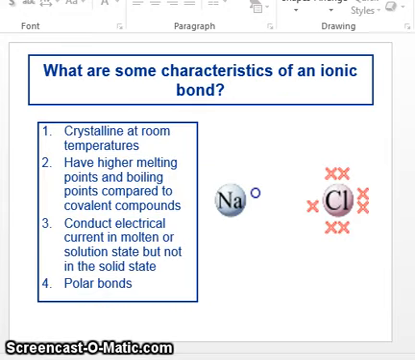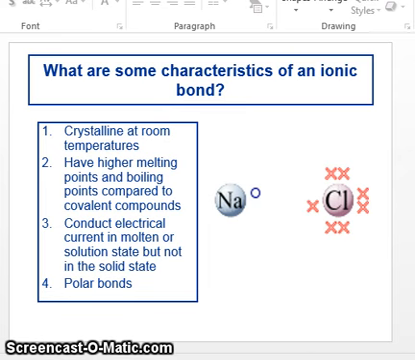I'm trying to keep this short and sweet, so let's talk about some of the characteristics of an ionic bond. Because these bonds are really strong, they tend to have very high melting points and very high boiling points compared to covalent compounds, which we'll talk about in another short video. They tend to be crystals, they tend to be solids, and salt is a prime example of a substance that is ionically bonded.